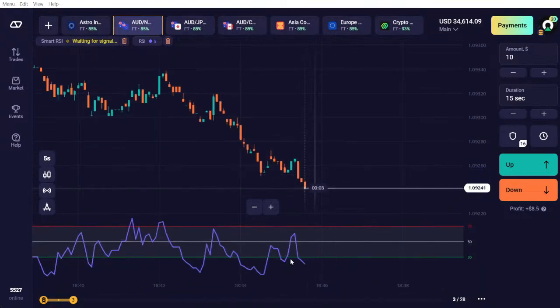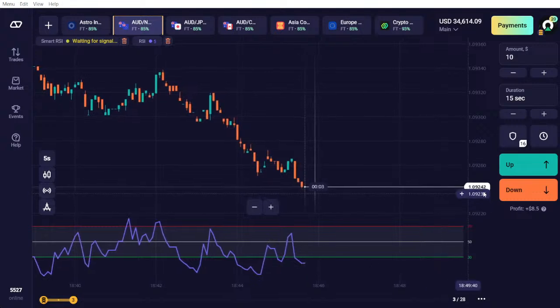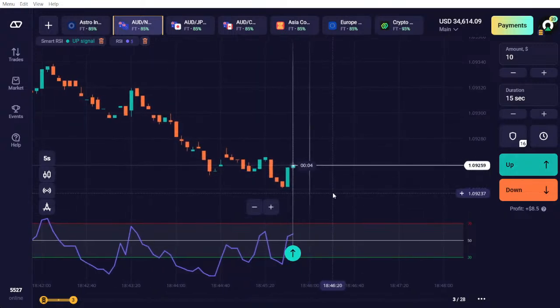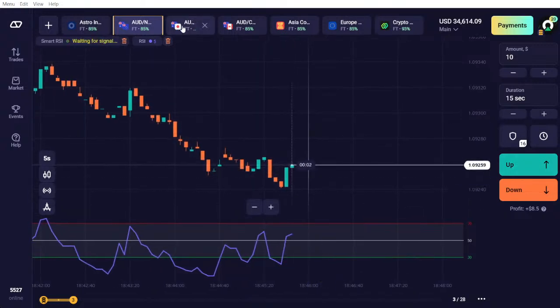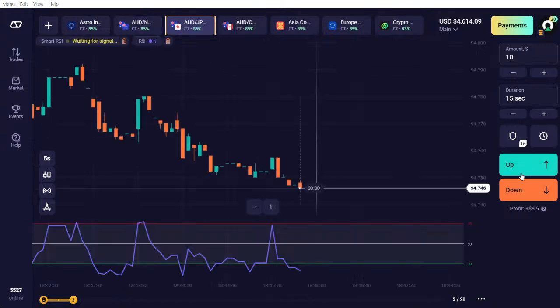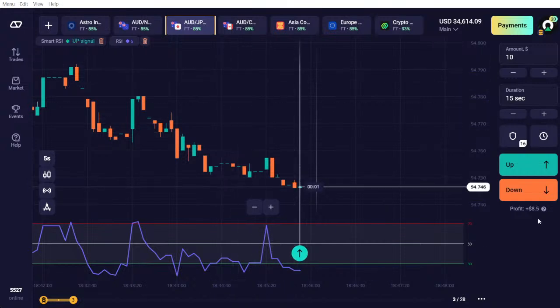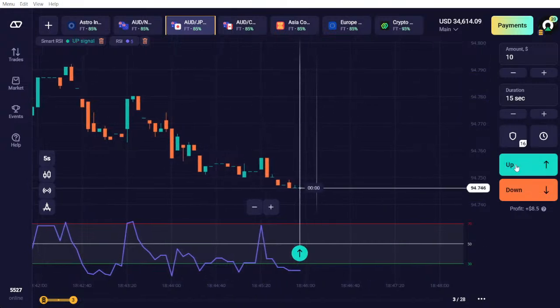Okay, so the market is already in this oversold zone, and I am expecting that there will be a short signal. Okay, I just missed the signal. No worries. Let's move to another asset. Okay, so the market is again in this asset. If I talk about AUD versus JPY, the market is in the oversold zone.